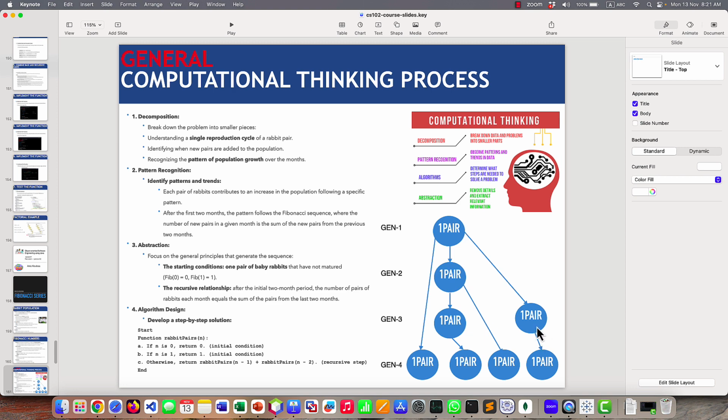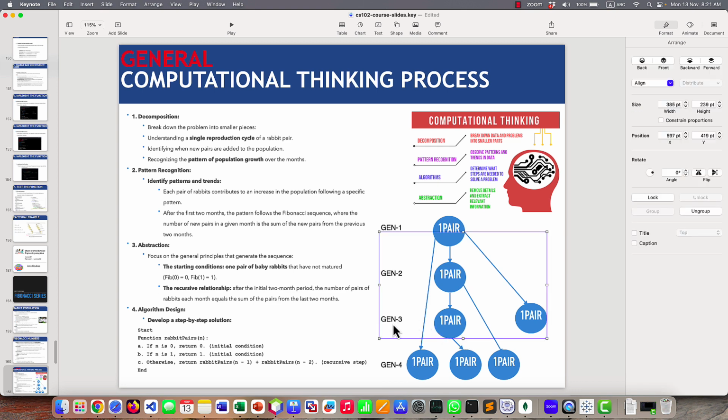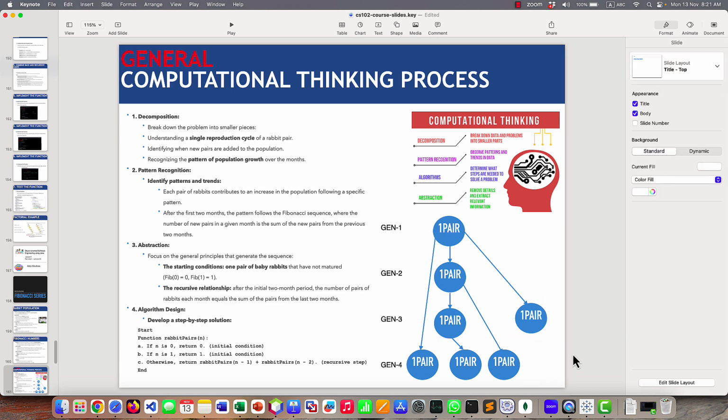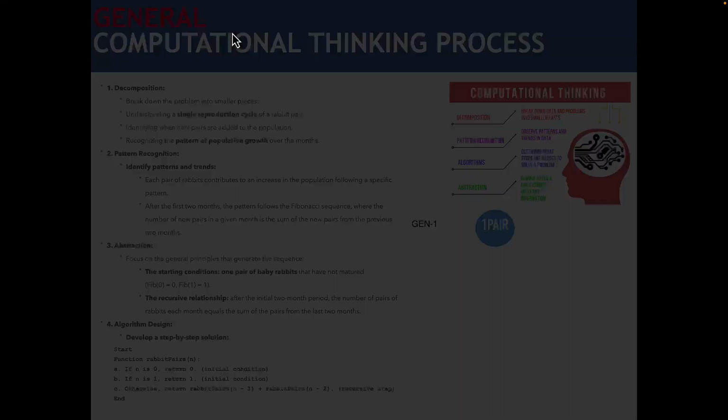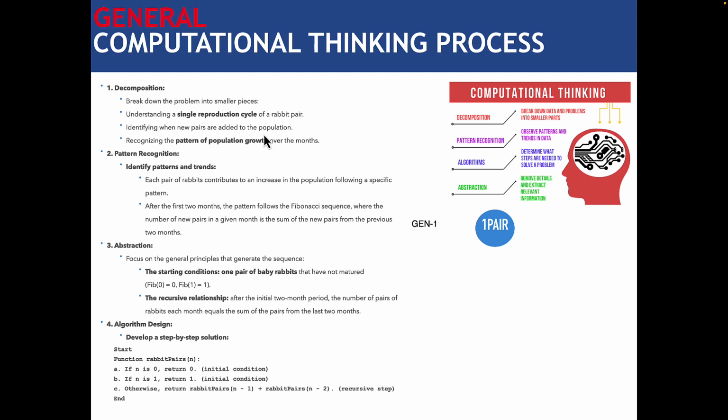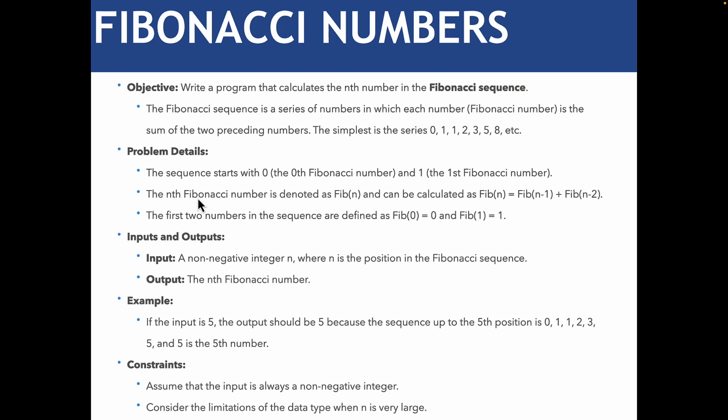Yeah, the previous 2 months. Now I only remove this one. Look now, the previous 2 months, Gen 4, Gen 3 plus Gen 2 is equal to 3. This is the relation. It's the sum of the previous 2 months based on the pattern here, identifying the new pattern. So understanding a single reproduction cycle by the pair, this is the reproduction, how it works.